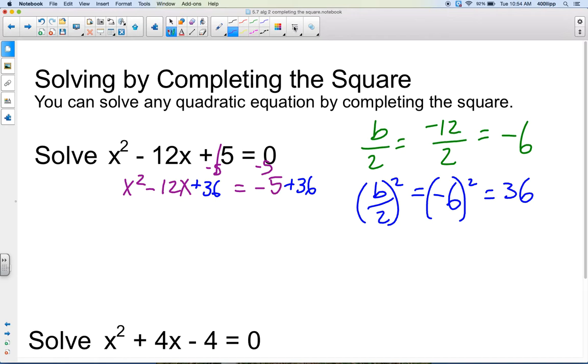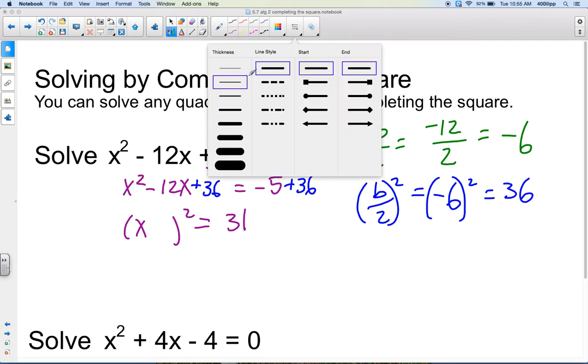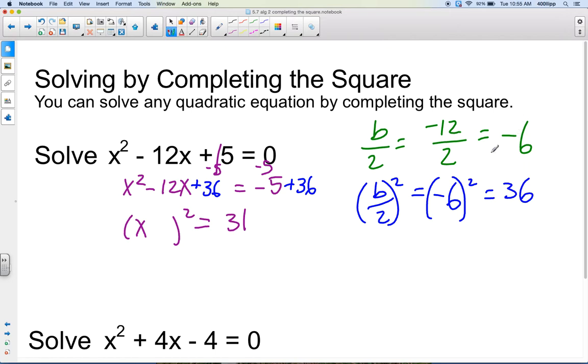Okay, so continuing on, I'm going to now look at how I can factor this. Well, 36 minus 5 is 31. And now whatever I got my b over 2 as, which is negative 6, that's going to help me factor this. So I'm going to look here and say, what multiplies to 36 and adds up to negative 12? The number that I got for my b over 2 is going to tell you what it is. So that's going to be x minus 6 squared.